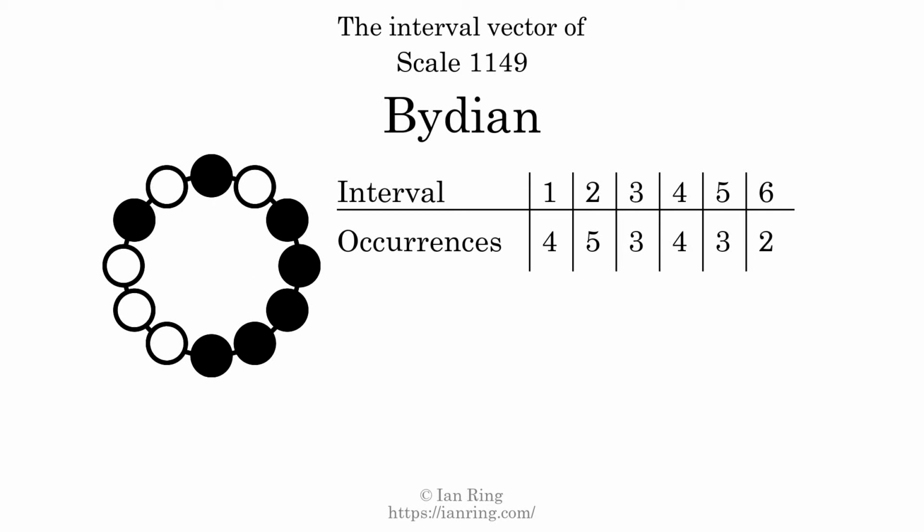There are 2 intervals with a size of 6 semitones. They are here, and here. Each interval does not appear in this scale a unique number of times, so this is not a deep scale.